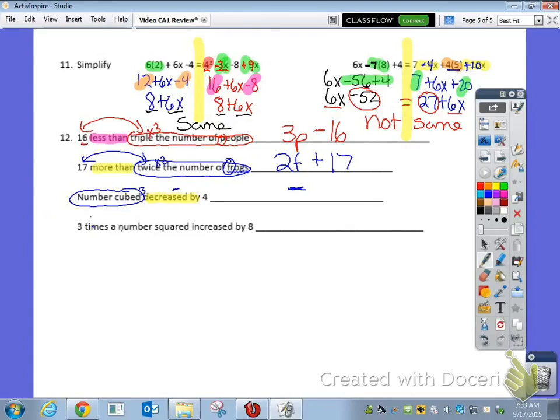A number cubed means you have an exponent of 3. Decreased by 4. And then the last one, you have increased by. So that means everything in the front stays together. So 3 times a number squared, that all goes together. So 3 times a number and squared means to the second power, and then increased by 8.